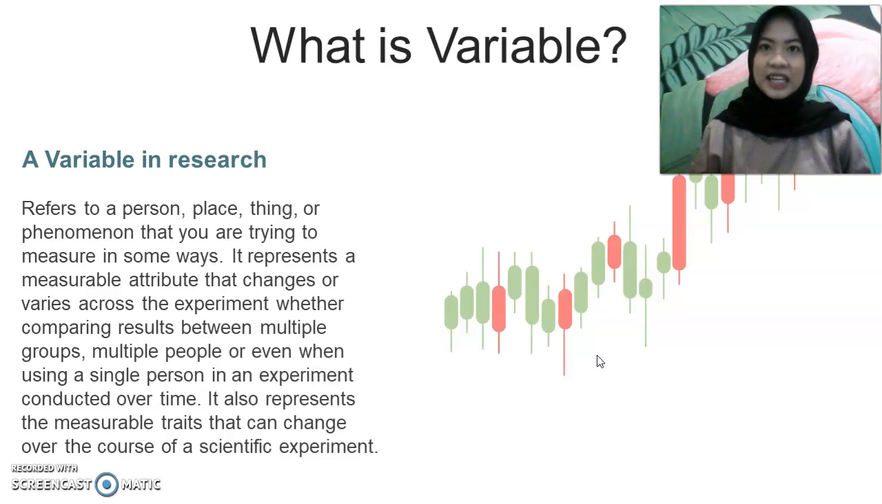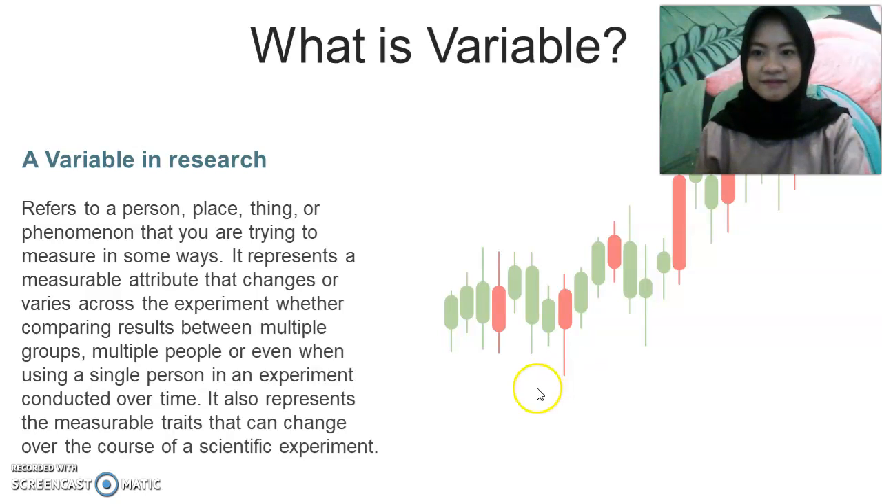The starting point here is to identify what a variable is. What is a variable? A variable refers to a person, place, a thing, or a phenomenon that you are trying to measure in some ways. It represents a measurable attribute that changes or varies across the experiment, whether comparing results between multiple groups, multiple people, or even when using a single person in an experiment conducted over time. It also represents the measurable trait that can change over the course of a scientific experiment.